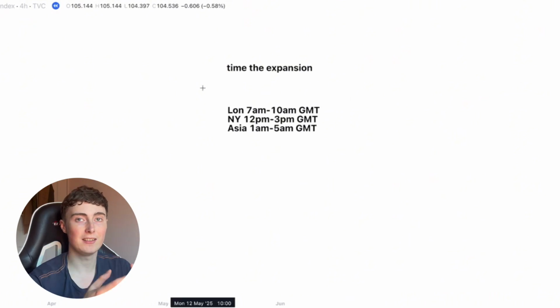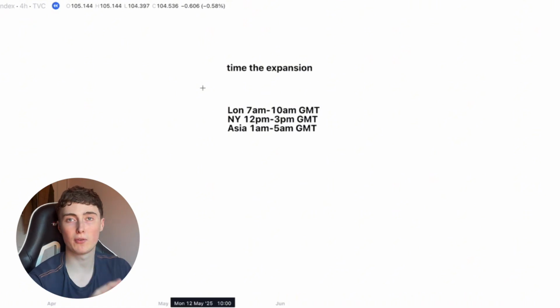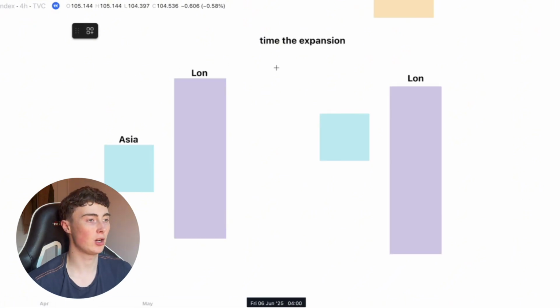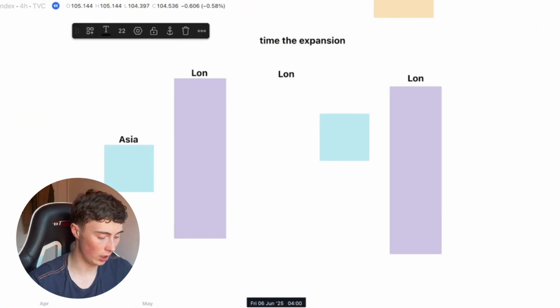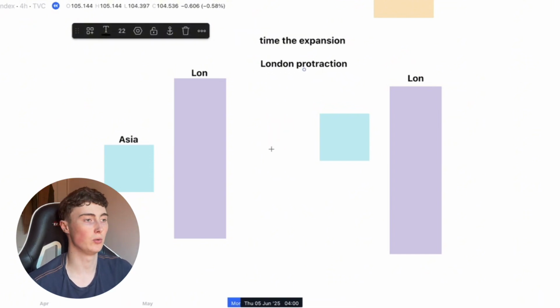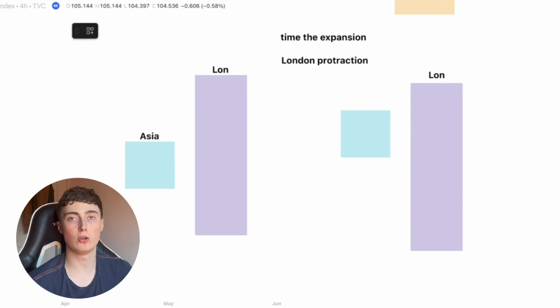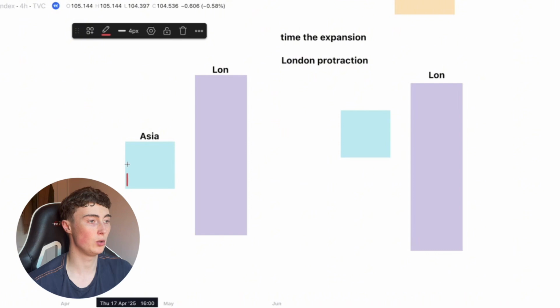There are actually 8 different ones that I personally use, but for the simplicity of the teaching, I'm going to show you 3 of them, and then I'm going to show you some examples. So this first daily cycle I'm going to be teaching you is called London protraction, and it involves London kill zone and Asia kill zone. So we'll start with the bullish option. Essentially what you're looking for, if you have a bullish bias, is for Asia kill zone to consolidate and build up some kind of liquidity.